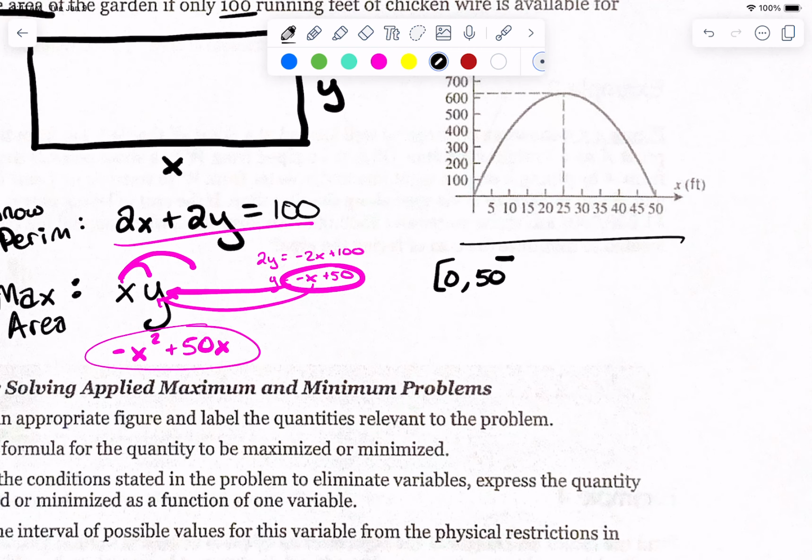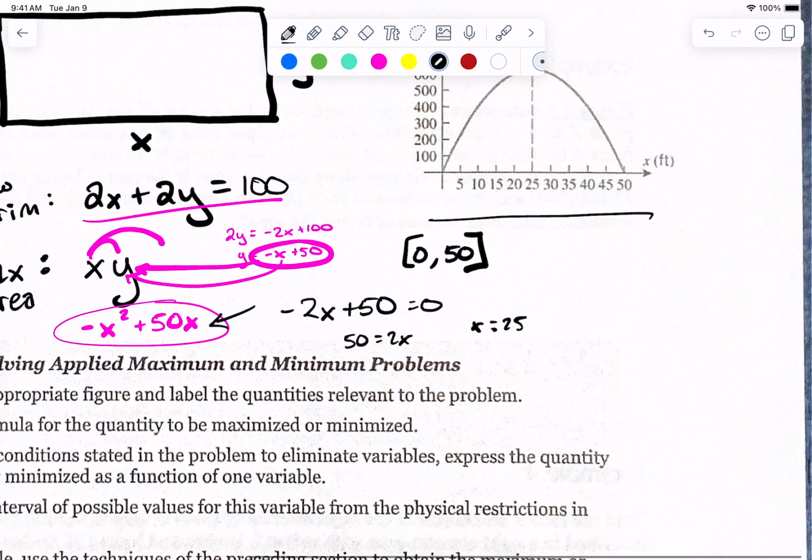Okay. So we are looking at that. We have a closed interval going on here. All right. Now this is just like normal. This is like what we were doing in 4-4. I want to take the derivative of this, negative 2x plus 50. I'm going to set it equal to 0. 50 equals 2x. If I move the 2x over, x is 25. Cool.